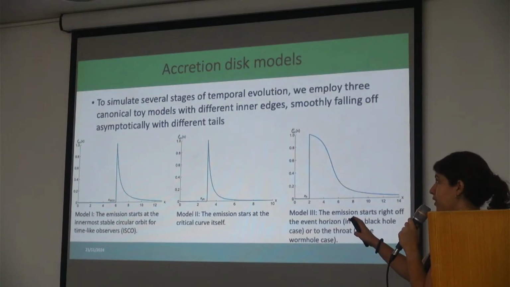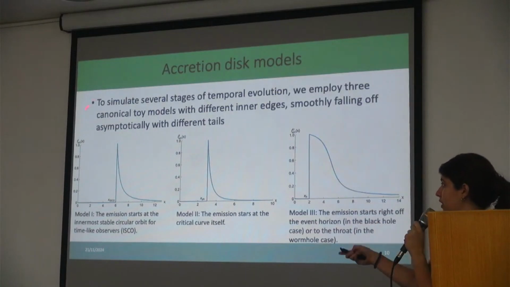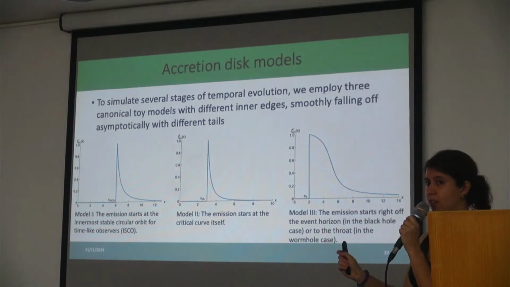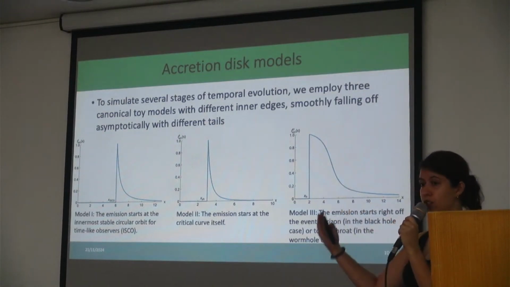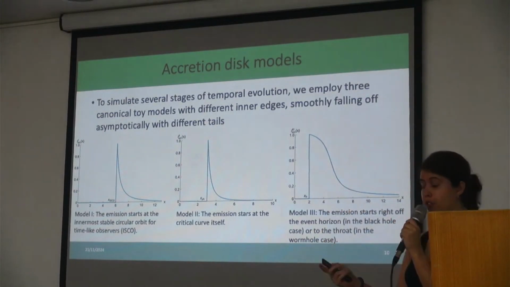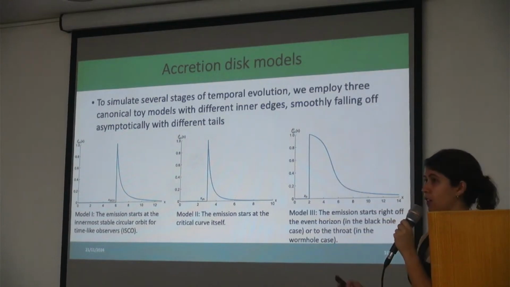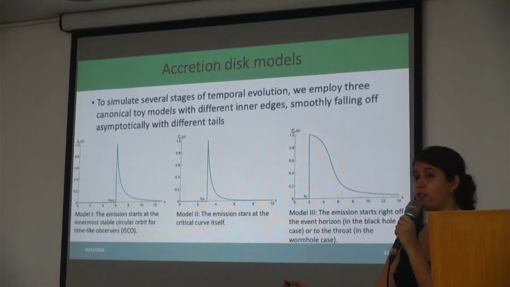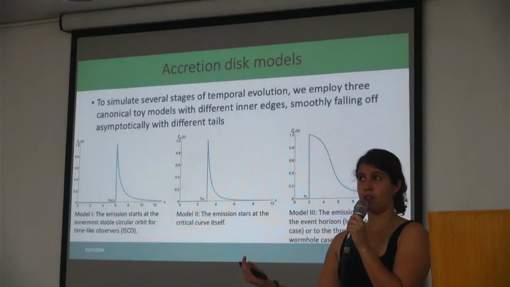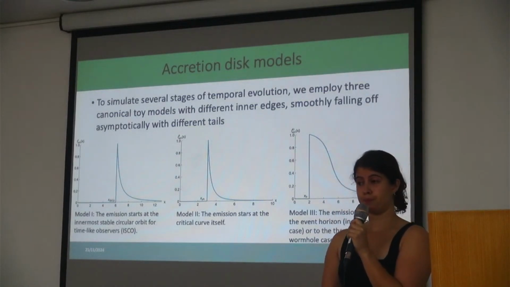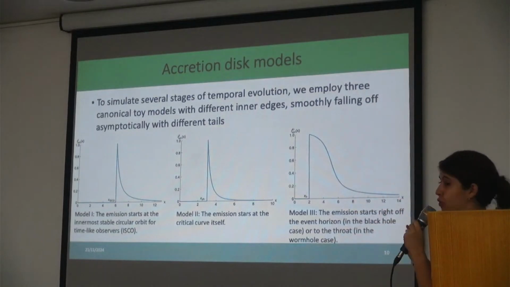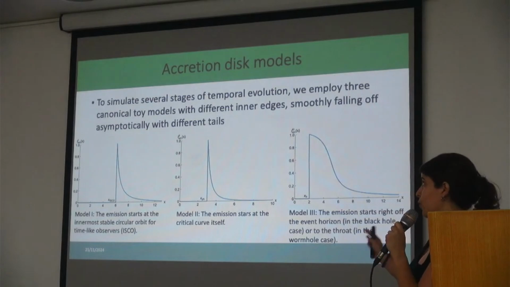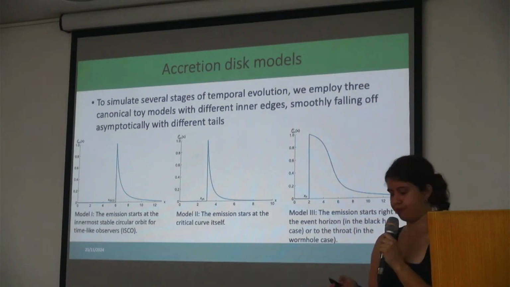So at the beginning, we used this configuration where this thinner peak is at the ISCO of the object that we were studying. This second one was at the critical curve, and this other one was at the horizon if it was a black hole, or the wormhole throat if it was a wormhole. But actually, this can be exchanged. And in the last paper that we did, we already played with this.